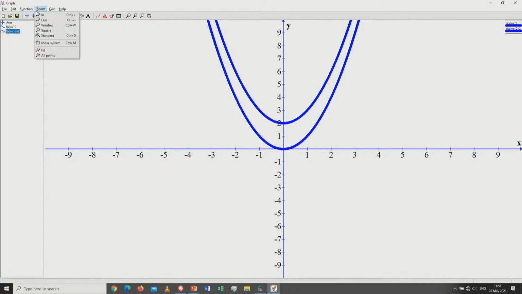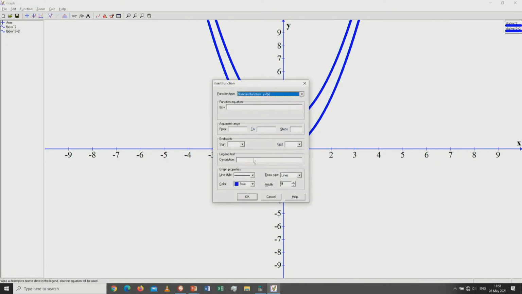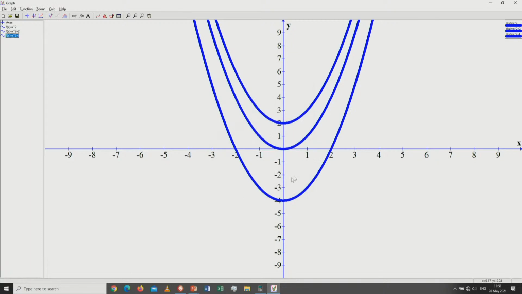And then the last one will be where we have x exponent 2, then minus 4. If you have that, then the graph will do what? Yes, you are 100% correct. The graph will move 4 units downwards. Then what does this tell us? q is a positive 2 here, q is 0 here, and q is a minus 4 here.